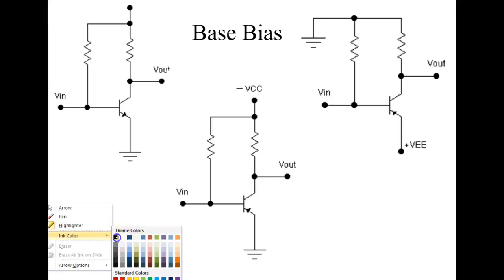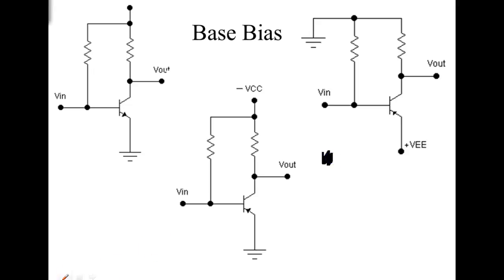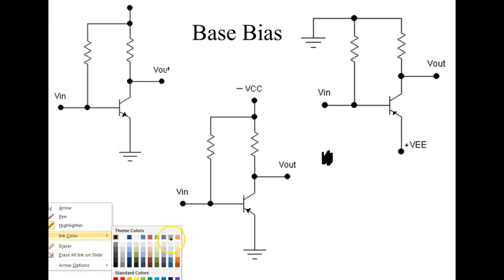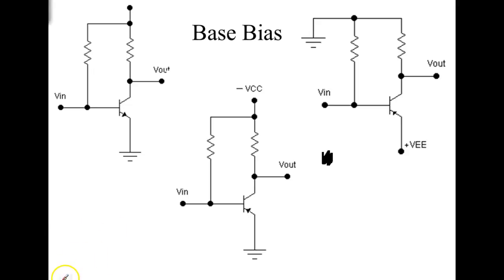So the circuit that we have up here is this circuit right here. We're using a bias that we call base bias. But we're operating this in the active region. I don't know why it's changing colors on me. So I'm using the pen, and the color I'm selecting is black. Let's set it back up again.